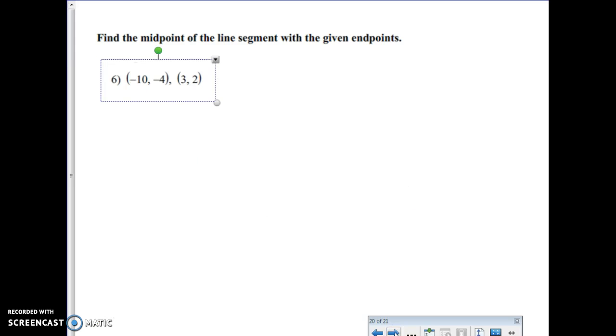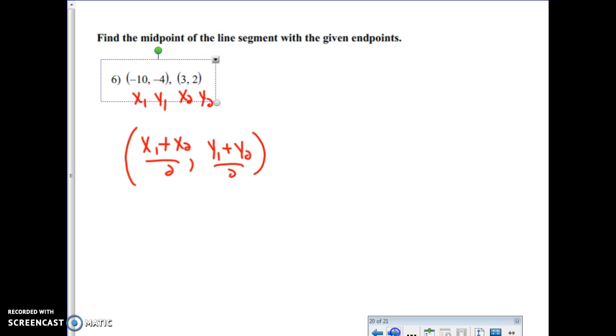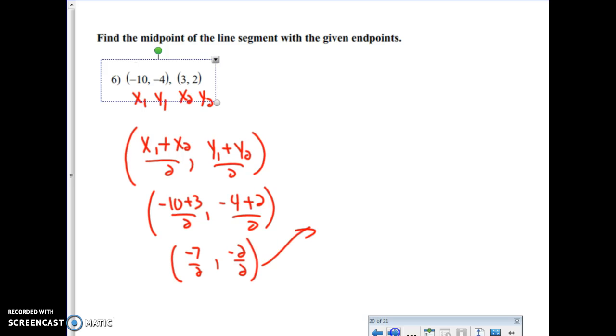Let's look at these two. Same basic idea. This is x1, that's y1. This is x2, that's y2. I'm taking two x values, adding them together, dividing it by 2, adding two y values, dividing it by 2. So I got -10 plus 3 over 2, -4 plus 2 over 2. So I get -7 over 2 and -2 over 2. And I end up with -3.5 and -1.